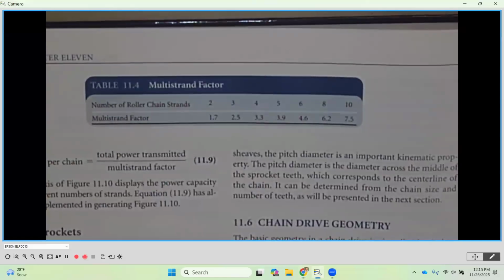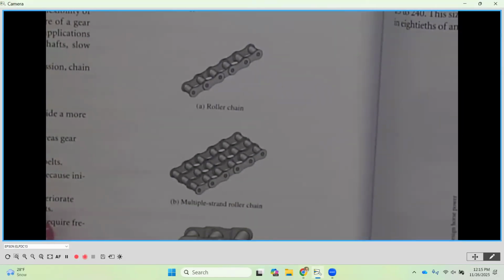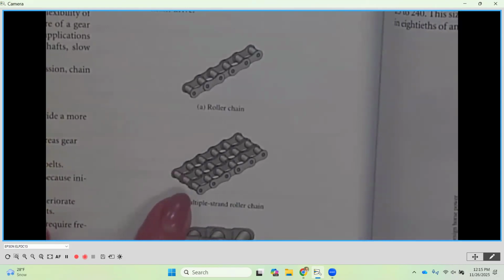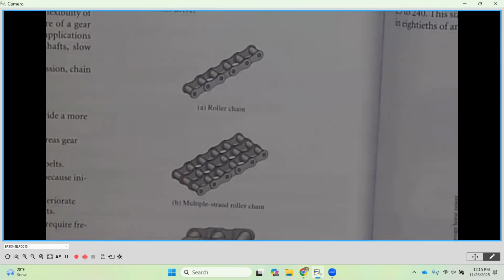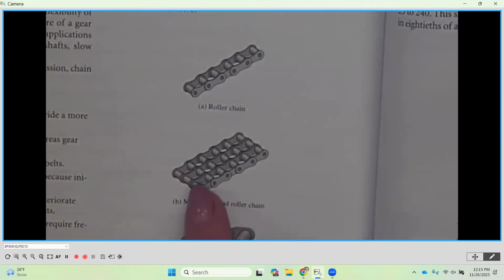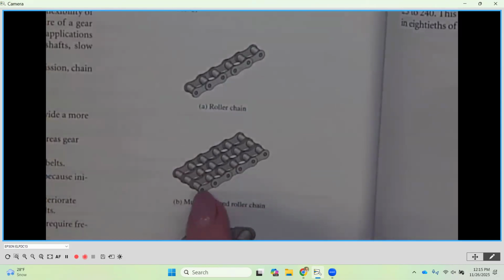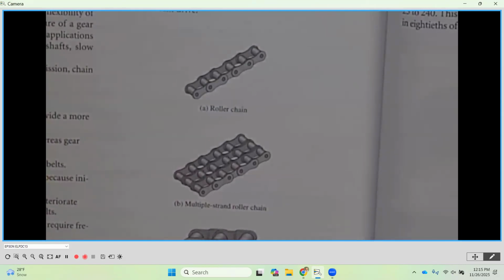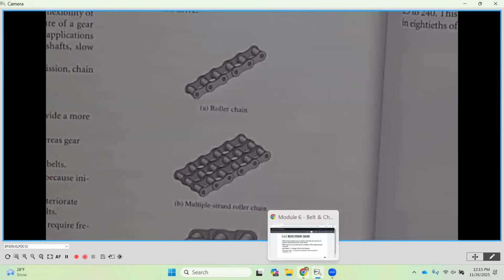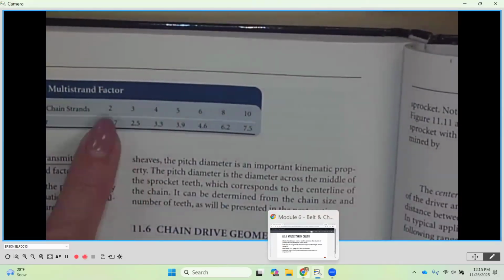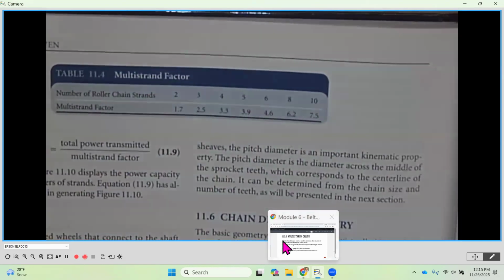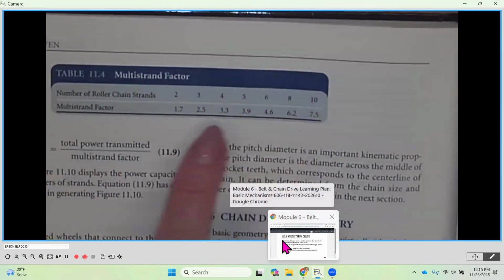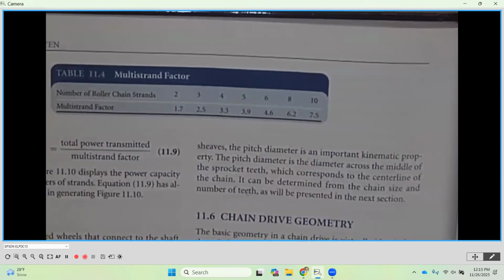And the reason for that, if we go back and look at the picture of the multi-strand, you're going to notice that they share the side plates from one strand to the second strand. There's not an extra plate in there. There's only one plate between them. So that's why it's not a multiplier of exactly 2 or exactly 3 and such. So we have to know what our multiplier is when we have multiples, okay? And you'll be using this for determining that.